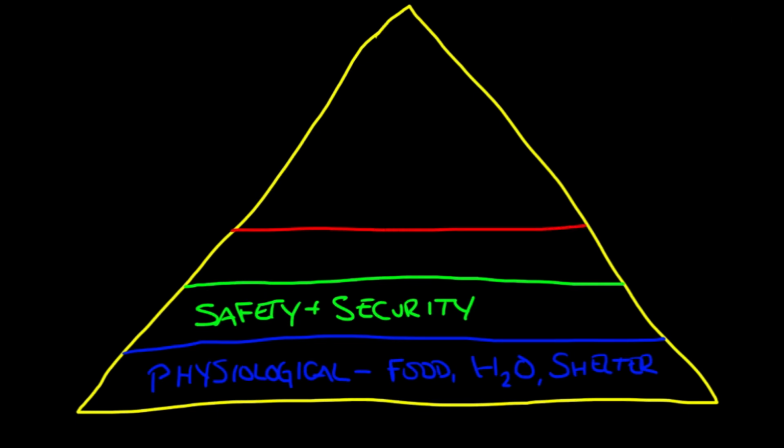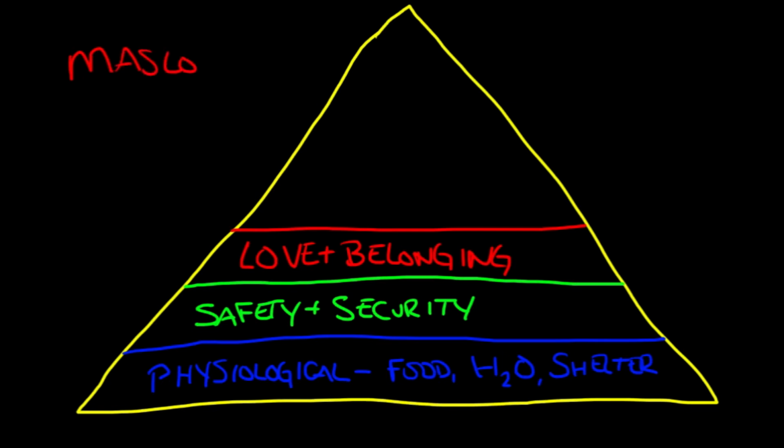The next layer Maslow identified is love and belonging. I should write this over here. Maslow's hierarchy of needs. So, love and belonging. Students have to feel like they fit in. They have to feel like they belong. If they're not welcome, then they're going to be uncomfortable and they're not going to learn anything. Right? So, love and belonging.